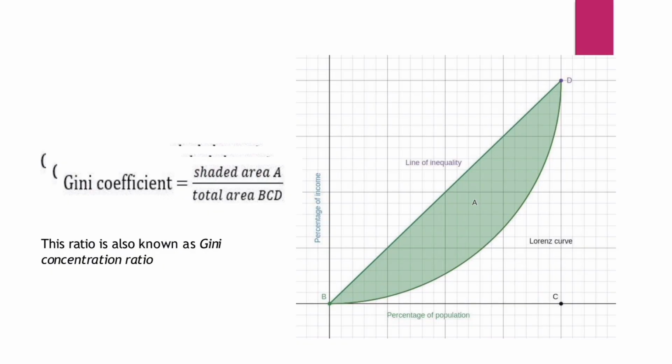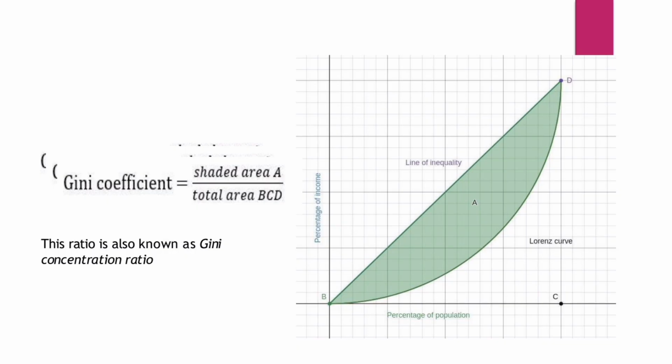Understanding the Gini coefficient. The Gini coefficient quantifies inequality by comparing actual income distribution to a perfectly equal distribution. It is calculated using the Lorenz curve. The horizontal axis represents the cumulative percentage of the population, from the poorest to the richest. The vertical axis represents the cumulative percentage of total income. The line of equality represents a perfectly equal society, where income is distributed evenly. The Lorenz curve shows the real distribution of income. The further it is from the line of equality, the higher the inequality.